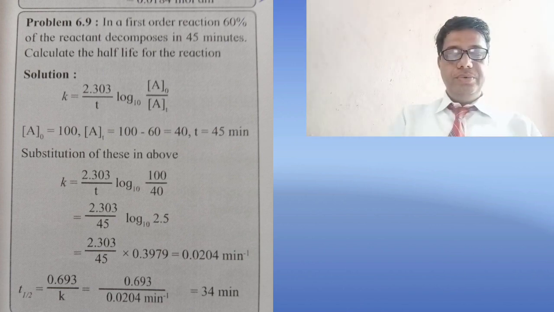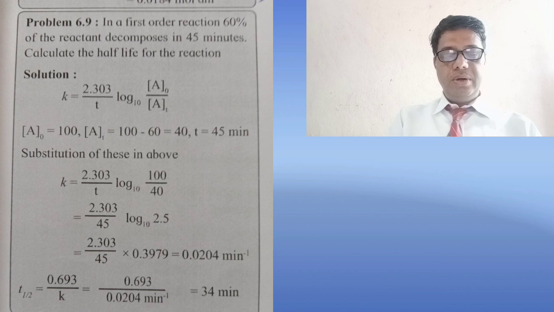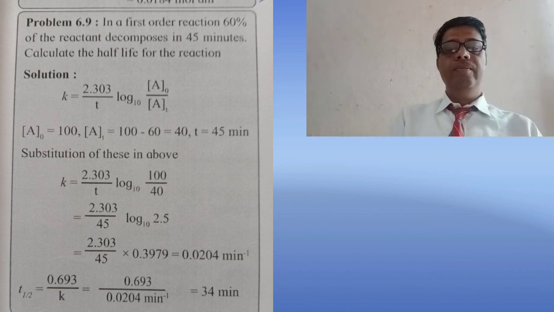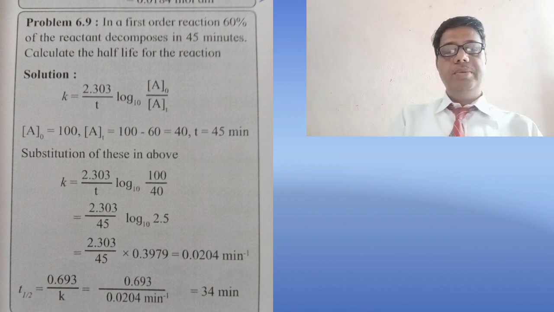Now students, we move towards the next problem, number 6.9. In a first order reaction, 60% of the reactant decomposes in 45 minutes. Calculate the half-life of the reaction. In the above example, the half-life of the first order reaction was given. In this one, only the percentage is given. After 45 minutes, we have to calculate the half-life of the reaction.